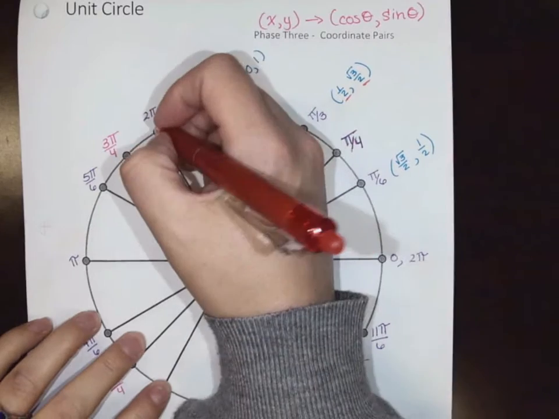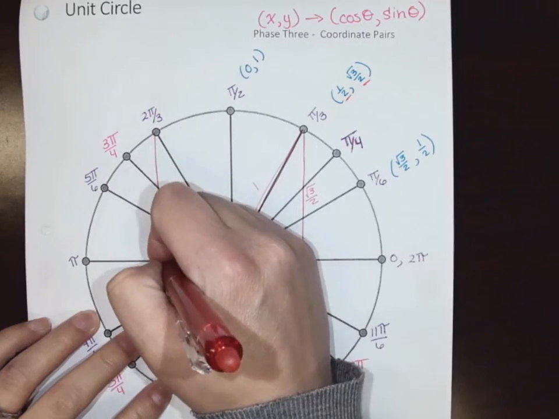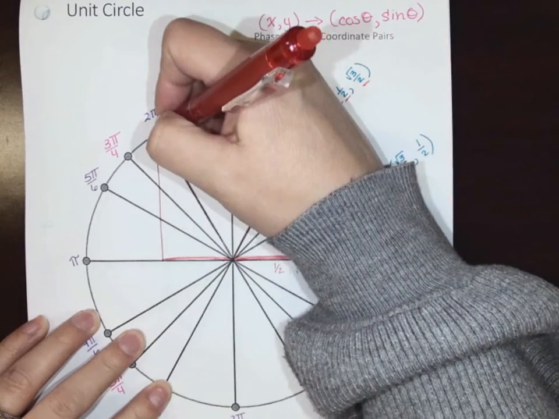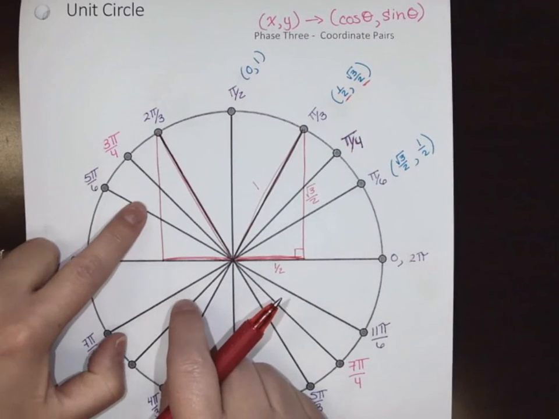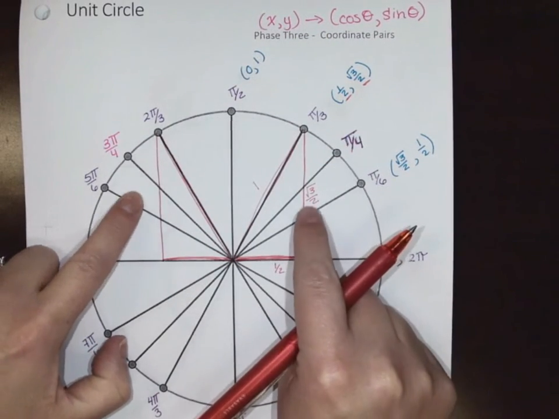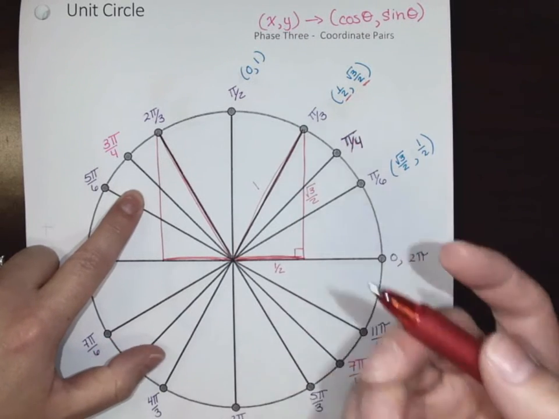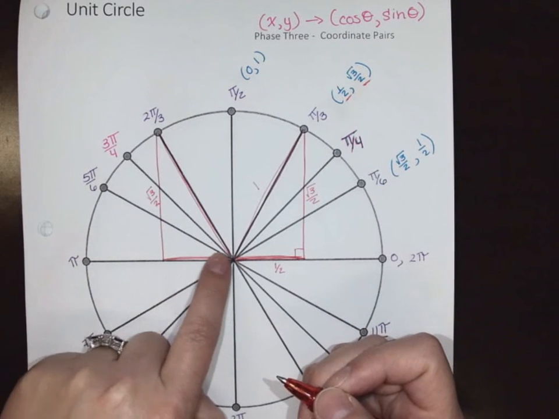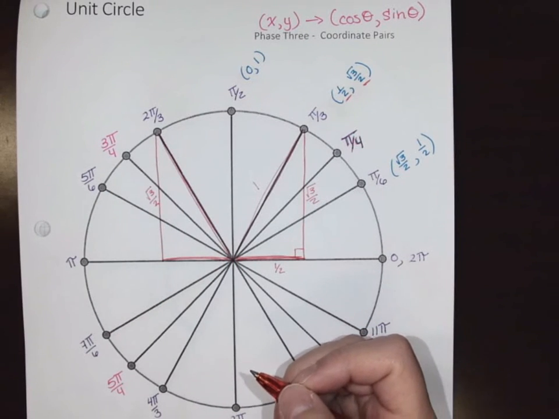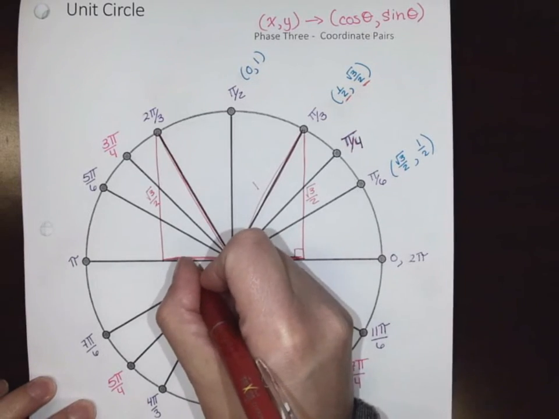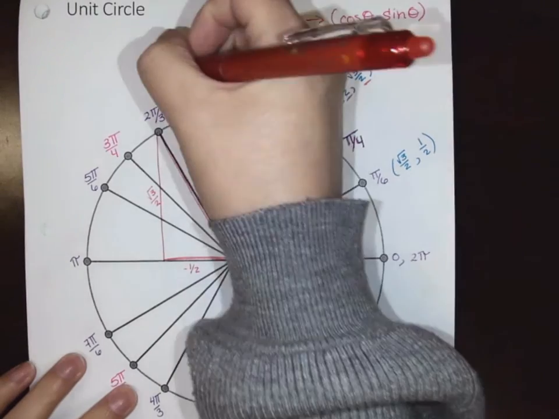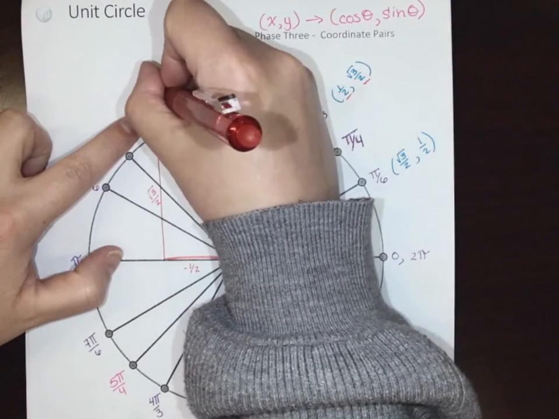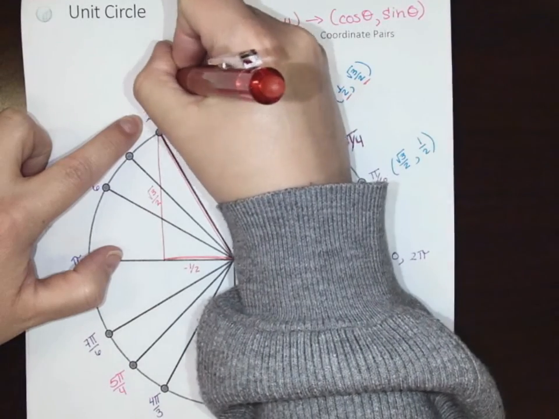Okay, so if we go over to this point here, and I draw in the triangle again, what do you notice about the height of this triangle? It's the same as this one, right? You guys would agree? So this one is root 3 over 2. What's the base of this one? Okay, so now I'm in quadrant 2, so the x value is going to be that negative 1/2. So what's the coordinate pair for 2 pi over 3? Negative 1/2 and root 3 over 2.